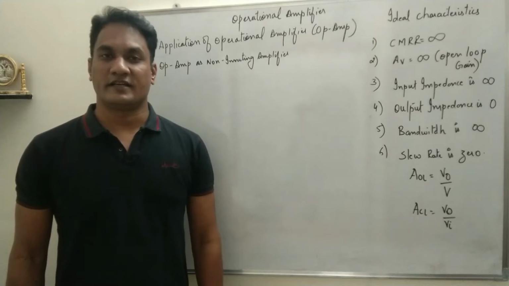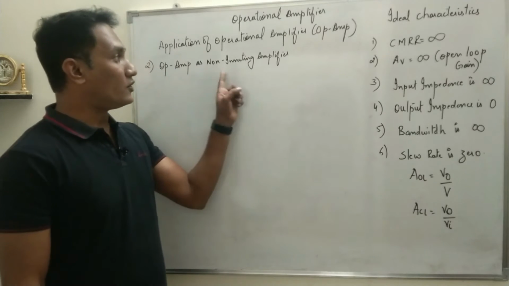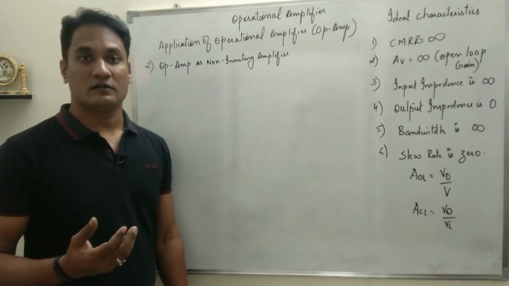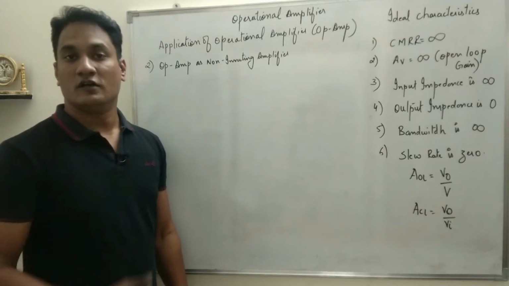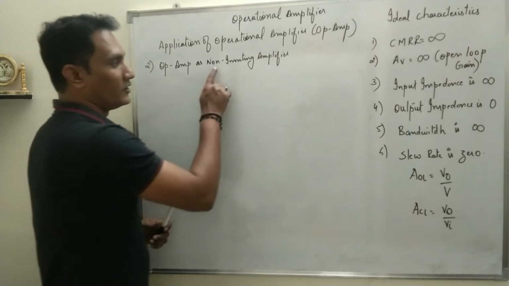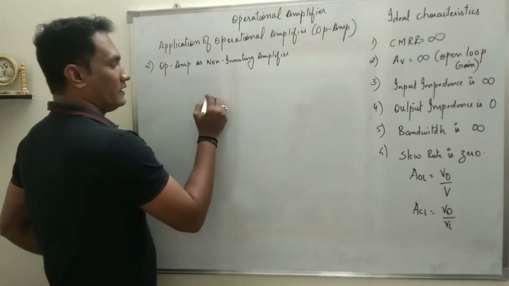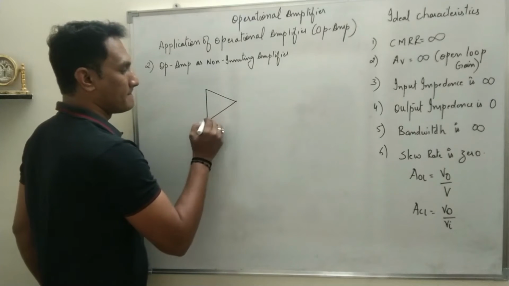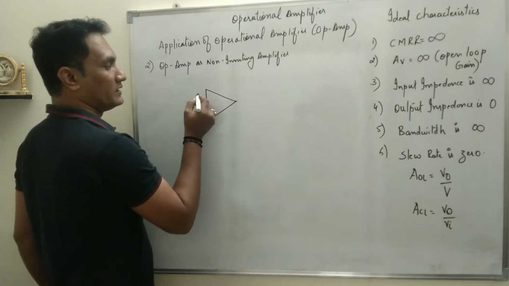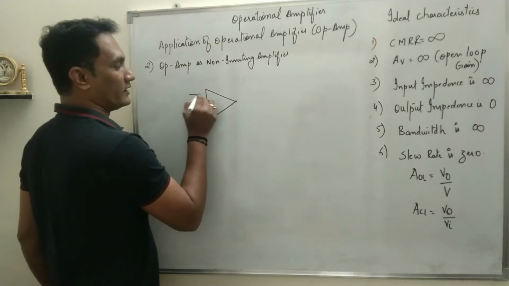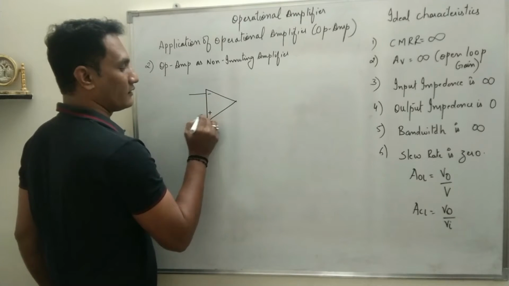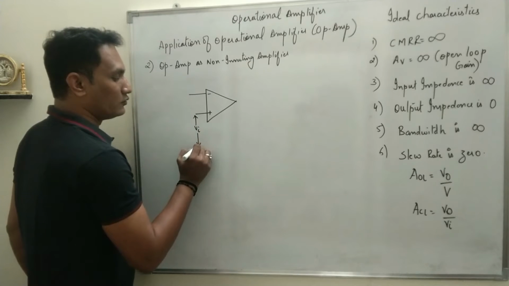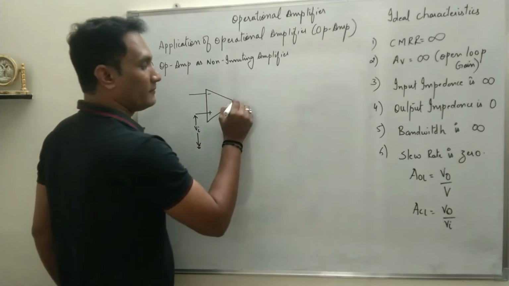Next, the next application is op amp as non-inverting amplifier. Again, you have to design the circuit taking clue from the name non-inverting amplifier. So when you draw an op amp circuit, there are two terminals, inverting and non-inverting. In this case, we will apply input to the non-inverting terminal.